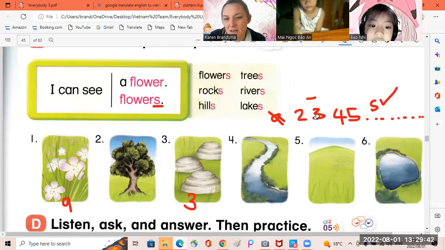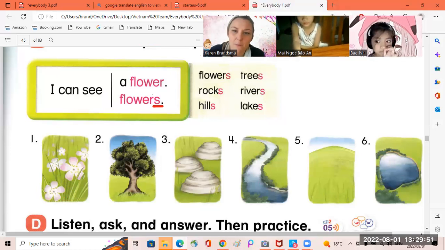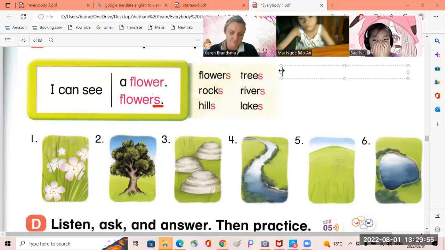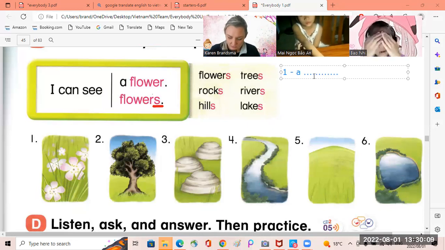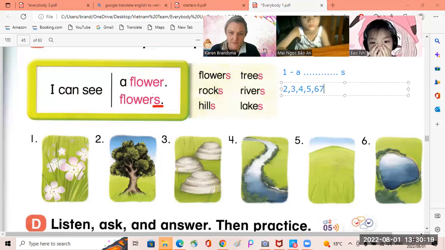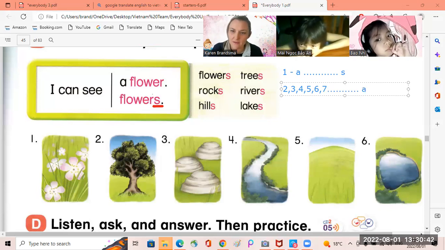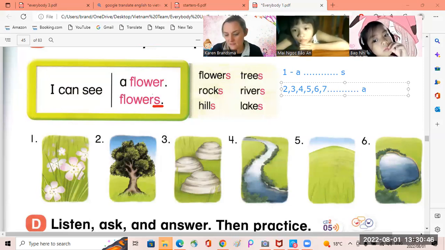Okay, let me write it for you nicely here. I can see river. I'm going to write it nicely for you here. You're going to see now. So if there is one, then we say a. No S. If there is two, three, four, five, six, seven, all the way to 100, then we put an S. Give me 1 minute, sorry.